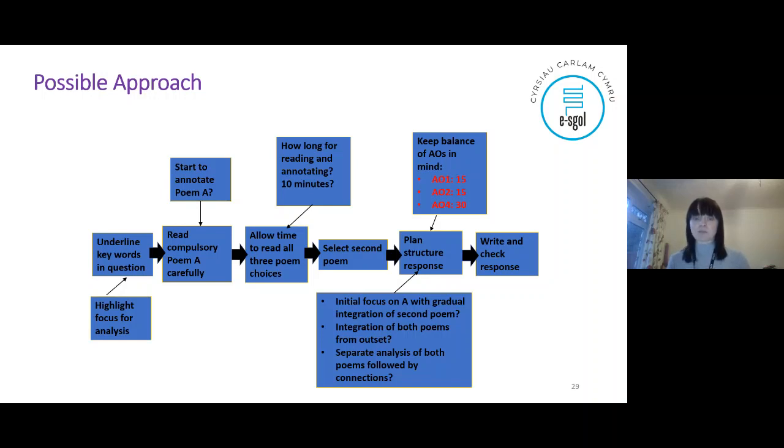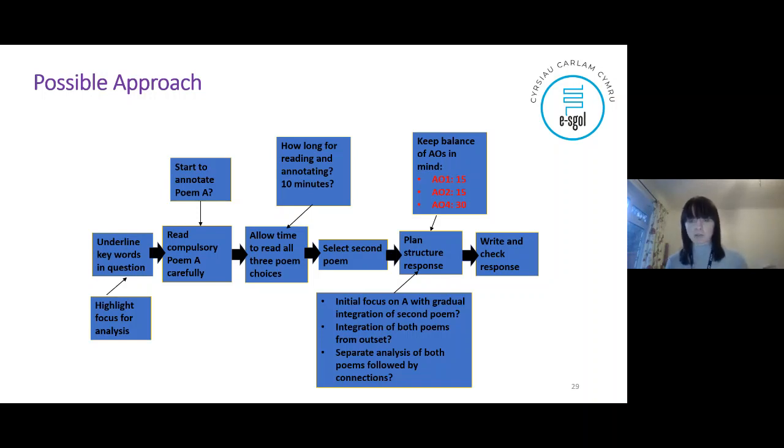All right, so you select your second poem, you plan and you structure your response, okay? You keep the balance of the AOs in mind, all right? So you've got your initial focus on A with gradual integration of that second poem, then integration of both poems from the outset, or separate analysis of both poems followed by connections, okay? So the choice of approach is up to you, okay? There is no right or wrong.